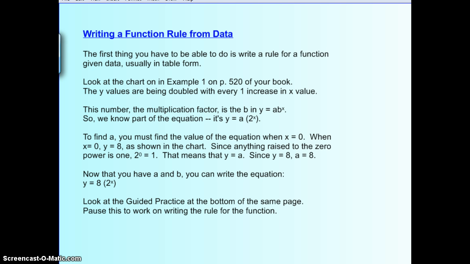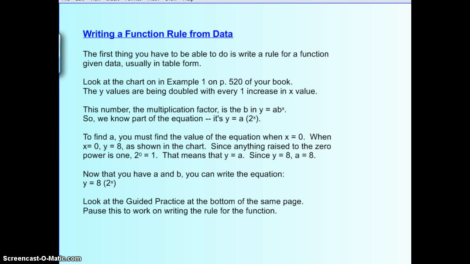So the first thing we always do when we look at exponential data is look at what y is being multiplied by to increase. What is that increasing factor? And in this case it's 2. So right away we know that our formula starts as y equals a times 2 to the x. Now we have to figure out what a is.